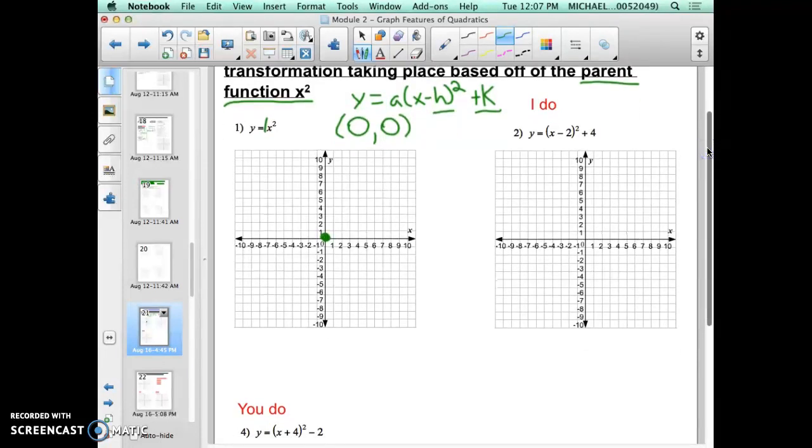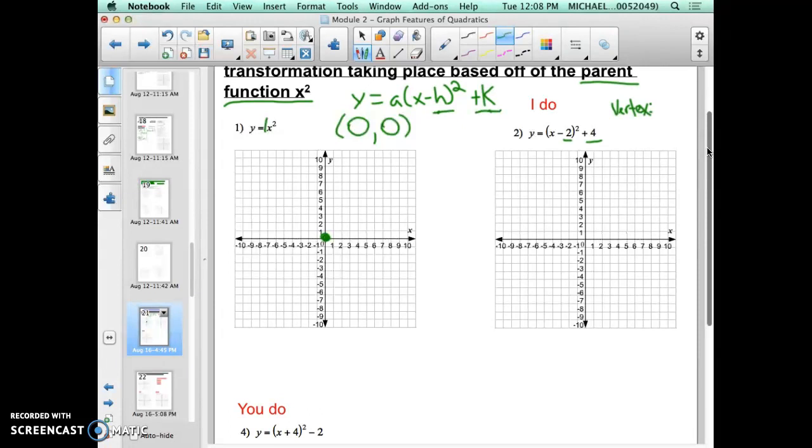Now, let me show you this process for objective 1. To master objective 1, this is what you're going to have to do. If I was given number 2 as an example, y equals x minus 2 squared plus 4, I would need to first identify the vertex. I should be thinking to myself, what form is this? Is this vertex form or standard form? It looks to be vertex form. It has an h value and a k value, same as up here. So it is vertex form.